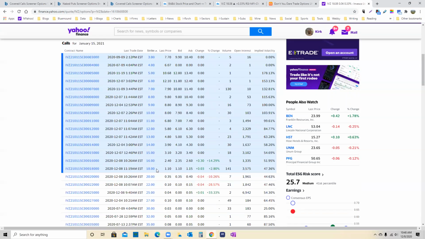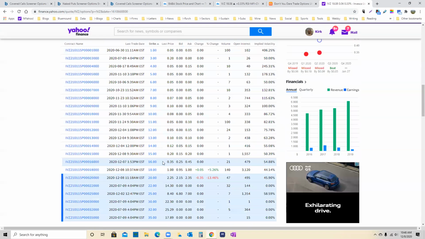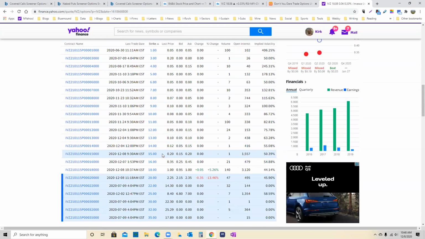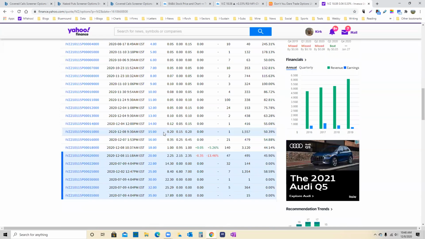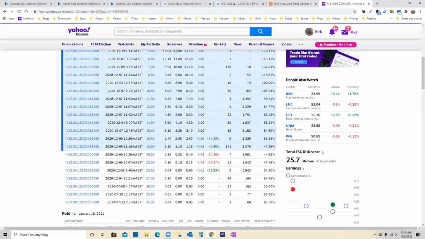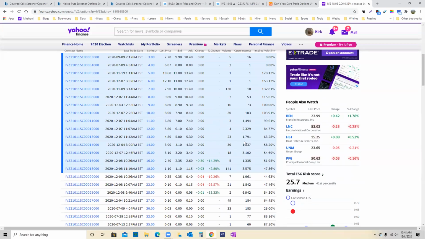So an $18 covered call, you get over $1 on. That's pretty good. Then a $15 cash secured put, not really getting much on. Yeah, I don't think there's a good way to sell a cash secured put on Invesco. Maybe a 16. Not much volume. Sometimes there's just not an option for options.